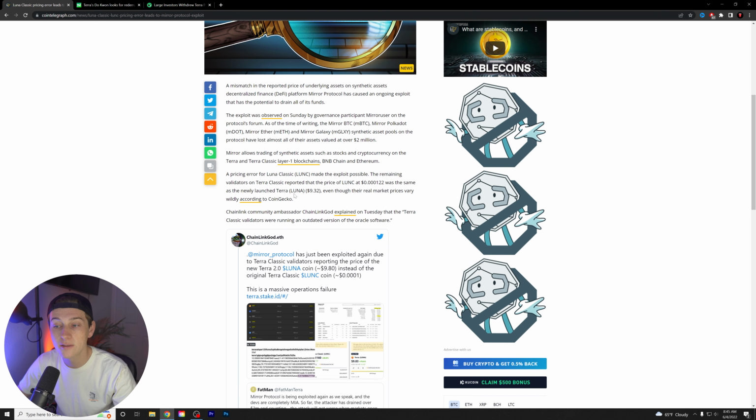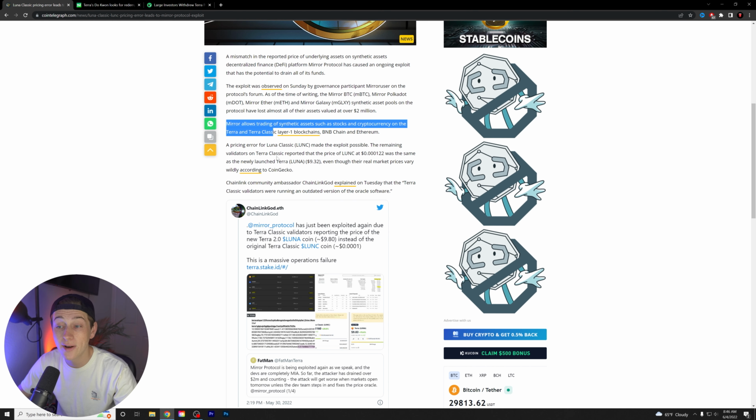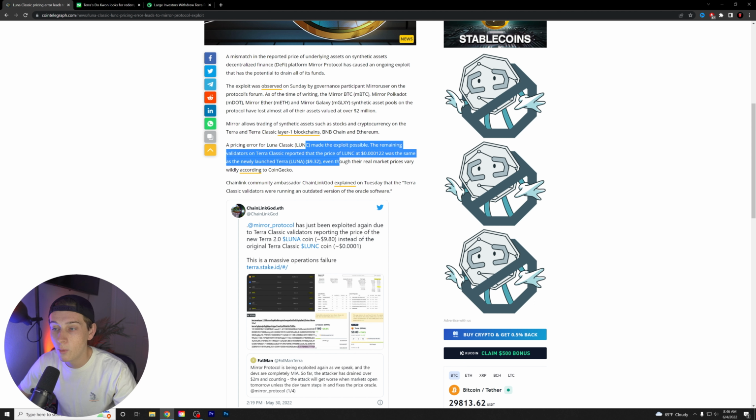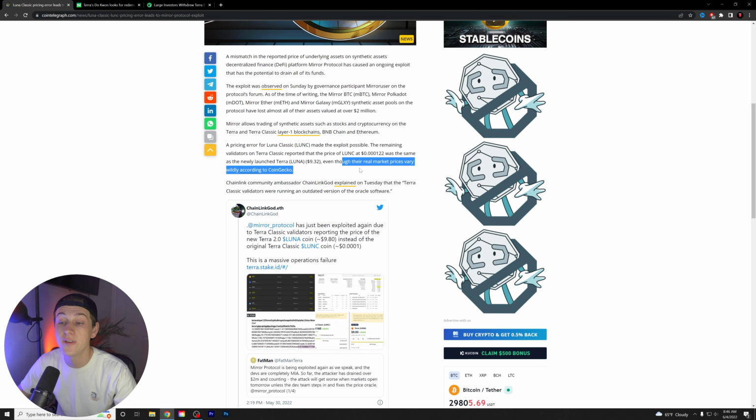So this is something that seems to relate back to Terra and Terra Classic. As you can see here, Mirror allows trading of synthetic assets such as stocks and cryptocurrencies, especially on the Terra and Terra Classic Layer 1 blockchains, BNB Chain, and of course Ethereum. A pricing error for Luna Classic, or LUNC, made the exploit possible. The remaining validators on Terra Classic reported that the price of LUNC was at 0.000122, and was at the same time newly launched Terra, which was at $9.32, even though the real market prices varied wildly.